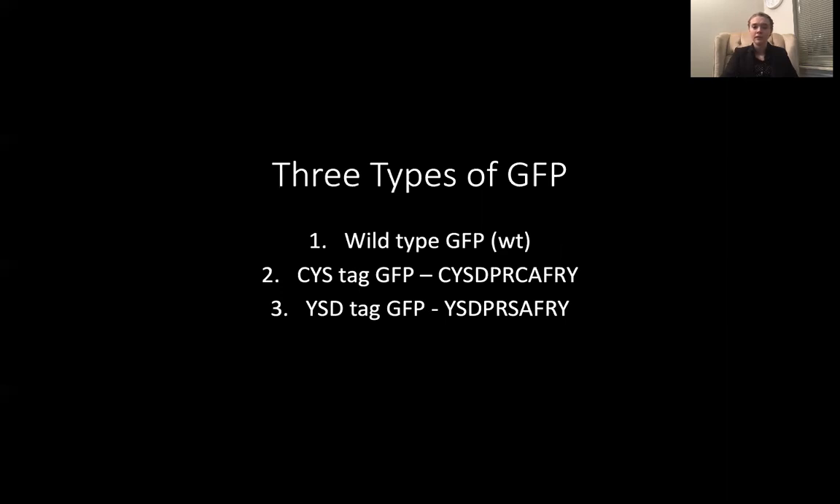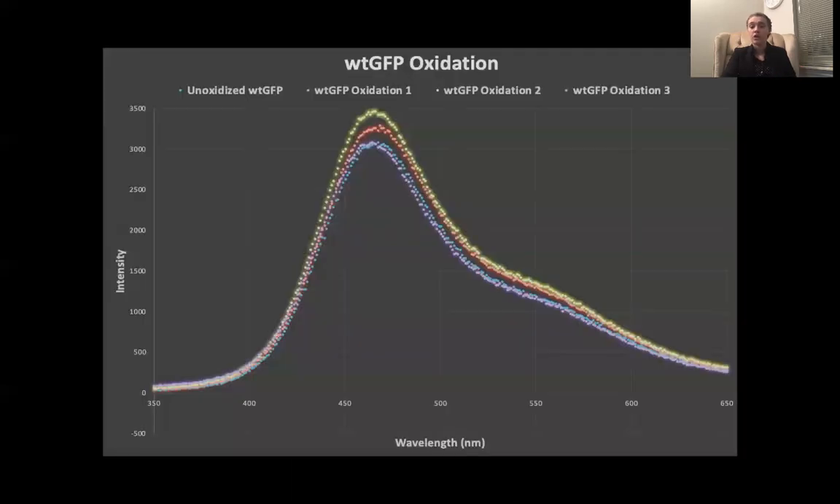Okay, so this is the progress that we were able to make with GFP. These are the 3 types of GFP that we worked with. You can see the different tags. Y is the amino acid code for dityrosine. You can see there are 2 different lengths. And then these are our results.